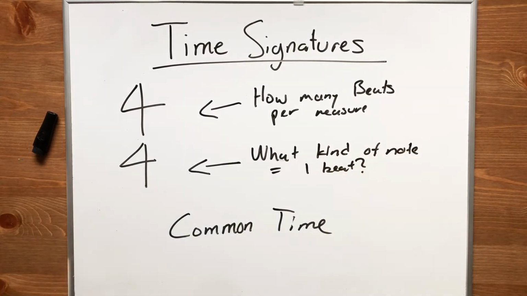So when we look at the time signature, the top number means how many beats are going to be in a measure, and then the bottom number indicates what kind of note is assigned one beat. So in 4/4 time, the top number is 4, which means there's going to be 4 beats in the measure, and the bottom number is 4, which means that a quarter note equals 1 beat.